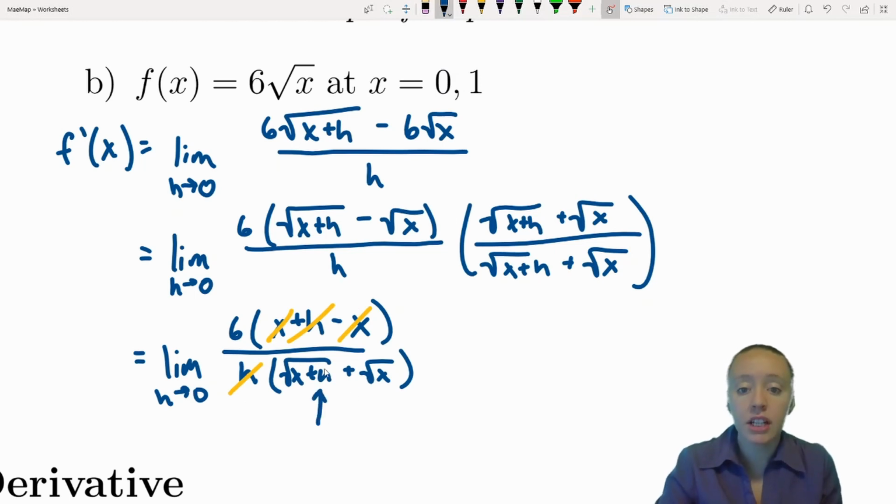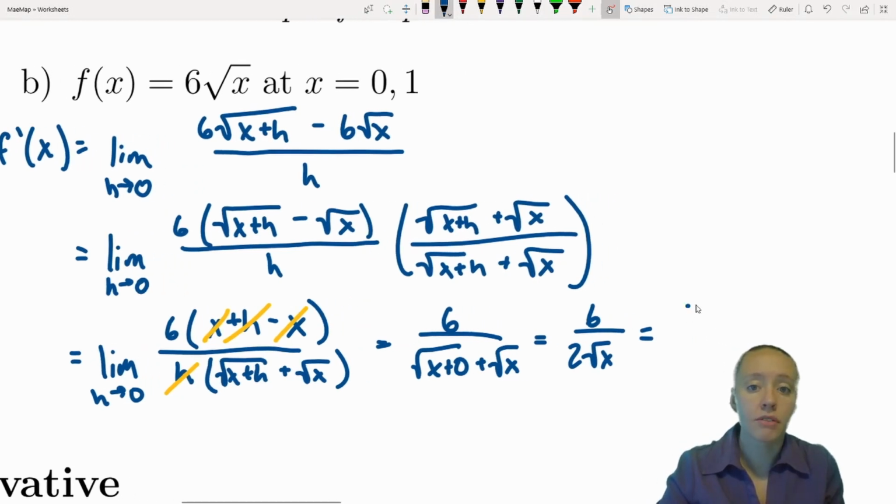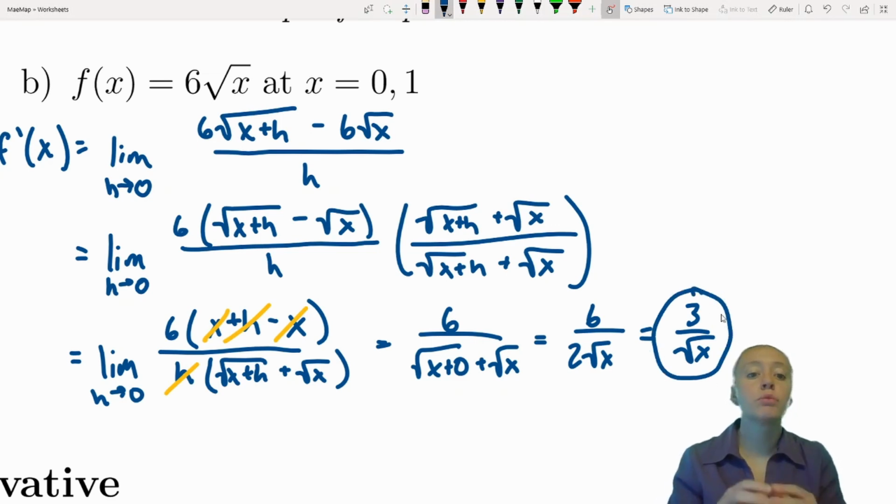Now I can plug h right on in, because if I plug 0 in for h now, my denominator is not going to be undefined. So plugging 0 on in, I'll get 6 over the square root of x plus 0 plus the square root of x, which is going to be 6 over square root of x plus square root of x is going to be 2 square roots of x. 6 over 2 gives me 3. So I'm going to have 3 over the square root of x. So that is my derivative function. The derivative at any point along my original function, I just plug my x value in to get the derivative.